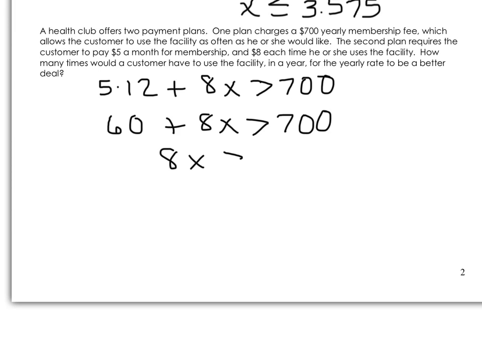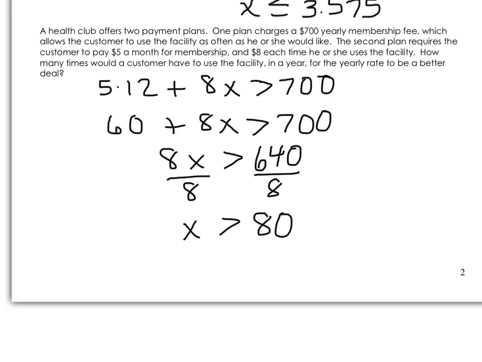Let's subtract 60 from both sides and divide by 8. x is greater than 80. So if he or she goes exactly 80 times, then the monthly rate and the yearly rate will be exactly the same. But if they go 81 times, then the yearly rate is a better deal. And that's all for this section.